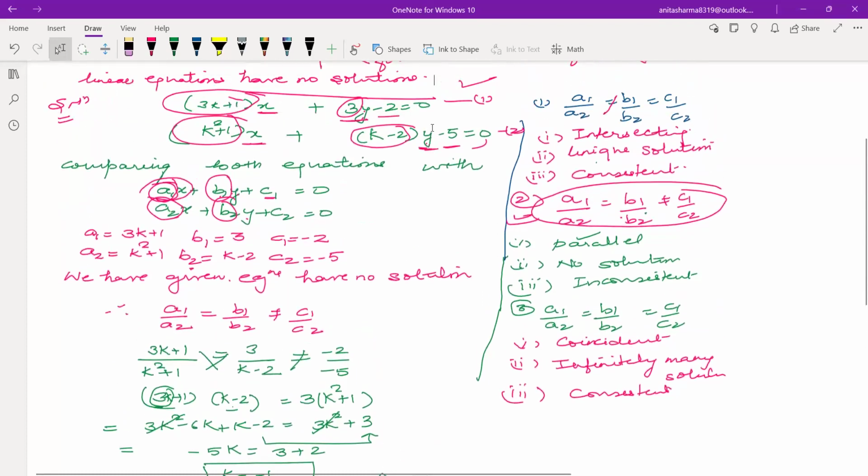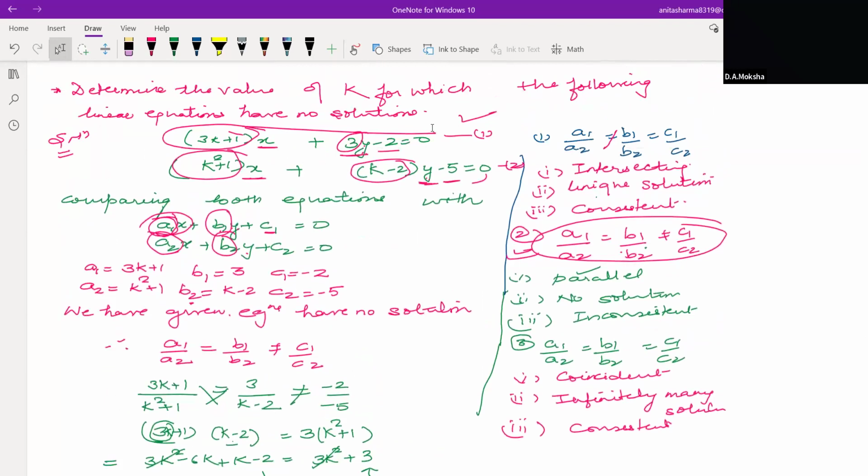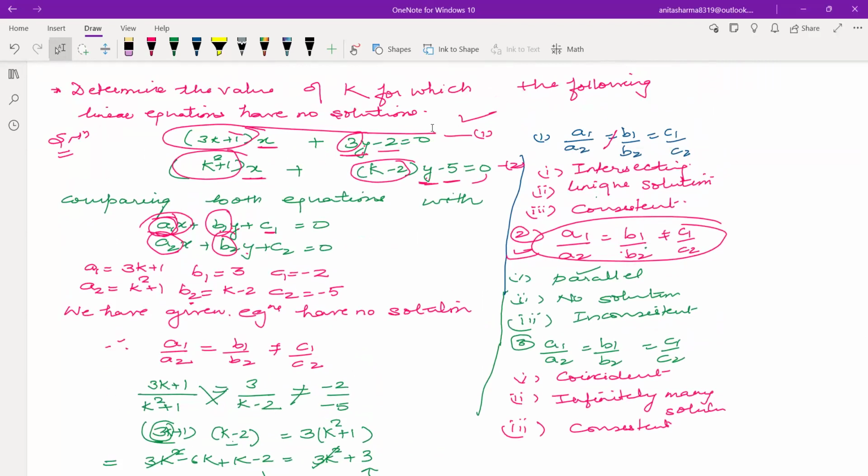Just wait. Children, have you written this? Aryan, have you written? Children, I am asking this again and again: kindly write each and every step in your exam, else your marks will be deducted. Is it clear? Yes, ma'am. Even if I do not deduct your marks, your school teacher will also deduct your marks. Your board teacher will also deduct your marks. Okay.